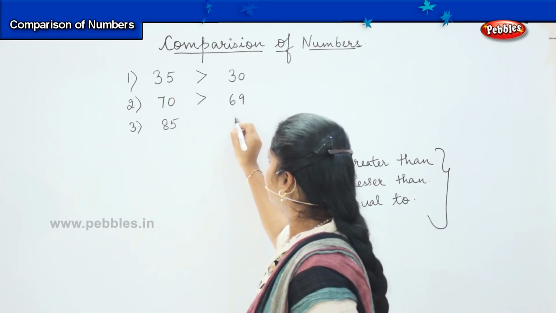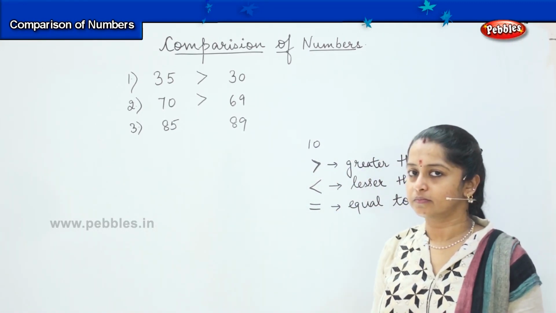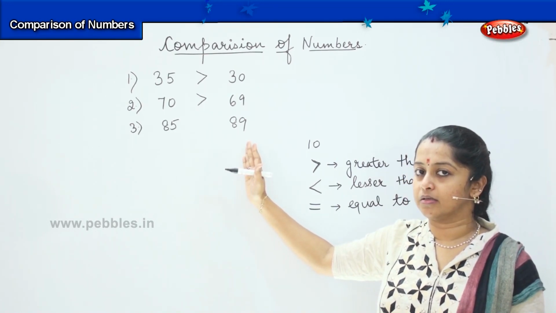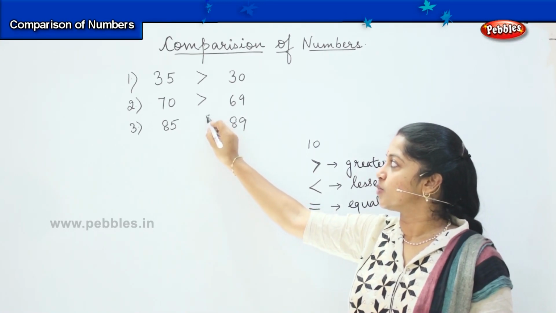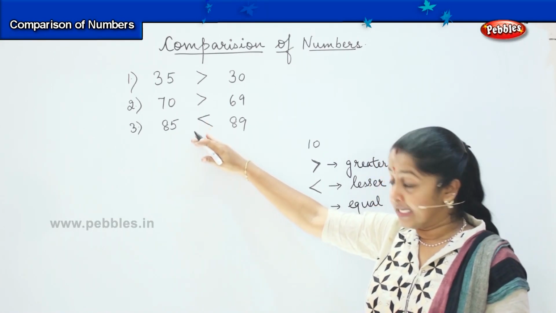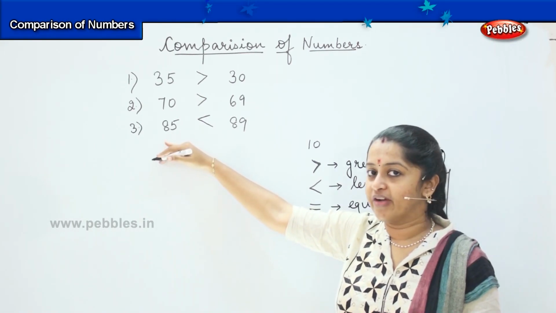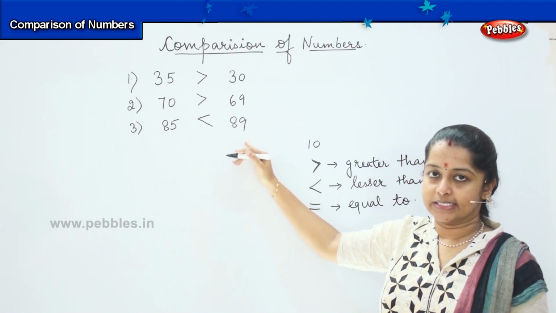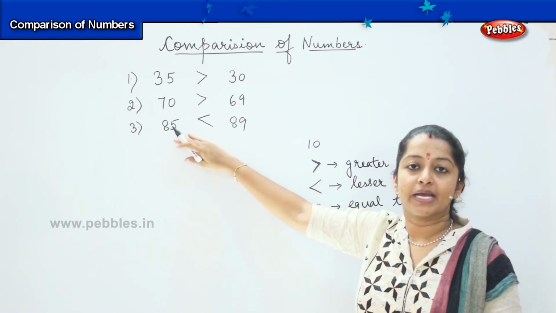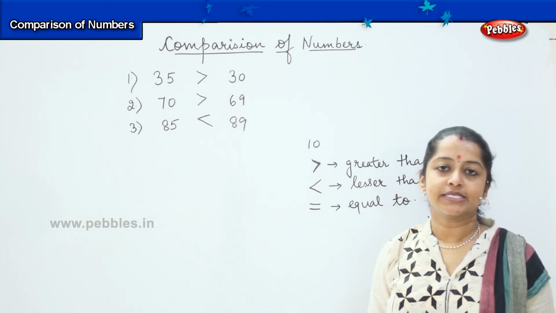85, 89. Can you tell me which is bigger? Is it 85 or 89? 89. So, which number is going to be eaten? 89. So, this will come towards this end. And 85 is lesser than 89. If you have to say it in sentence form, you will say that 85 is lesser than 89. As I told you, if your symbol faces towards the right hand side, it means the number is lesser. And if your symbol faces towards your left hand side, it means the number is greater.